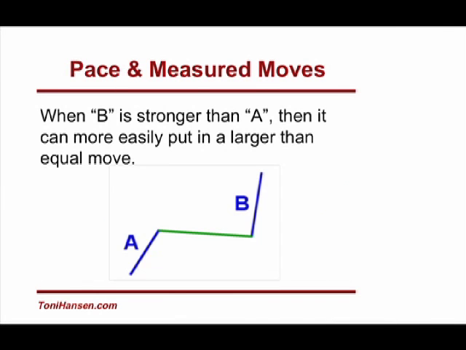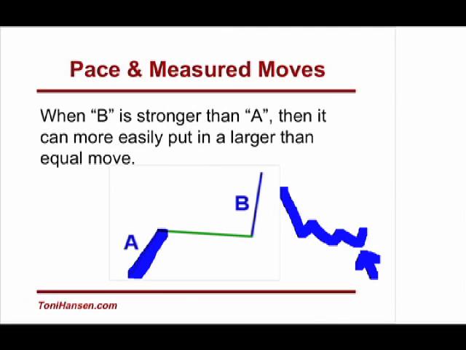Now, there's also going to be instances where B will end up being stronger than A. It can more easily put in a larger than equal move. This happens a lot of times when you're dealing with something that's coming off of lows. So let's say a trend is exhausted on the downside, and you're starting to see momentum beginning to shift. And say we've got an upside move here. And this is the equivalent of A on our illustration over here.